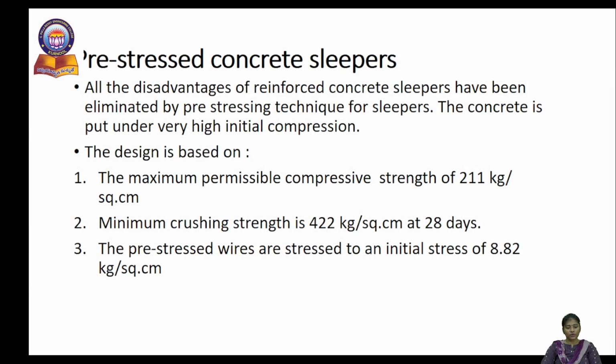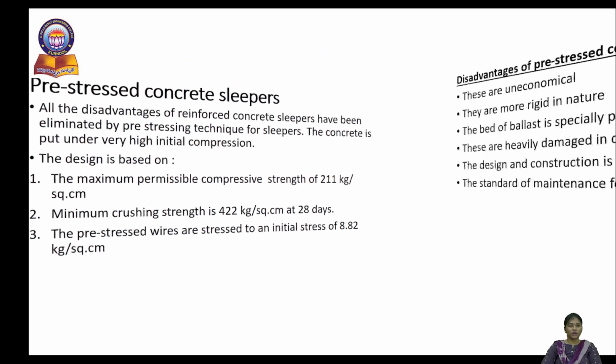When you use pre-stressed concrete sleepers, all the disadvantages of reinforced concrete sleepers are eliminated by using the pre-stressing technique. The concrete is put under high initial compression. The design is based on a maximum permissible compressive strength of 211 kg per centimeter square. Minimum crushing strength must be 422 kg per centimeter square at 28 days curing. The pre-stressed wires are stressed to an initial stress of 8.82 kg per centimeter square.